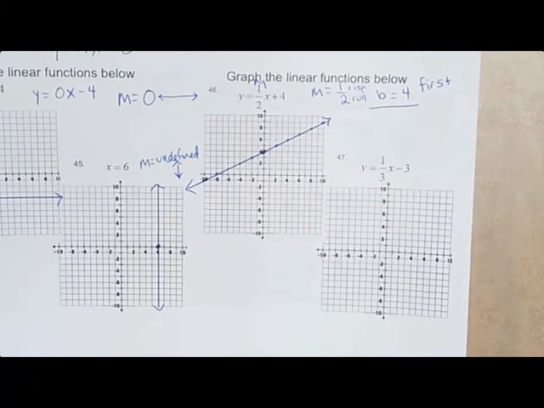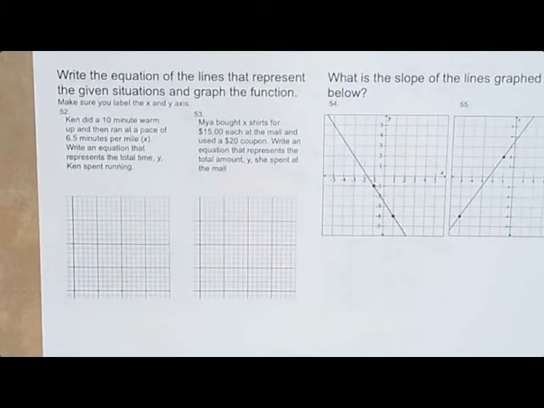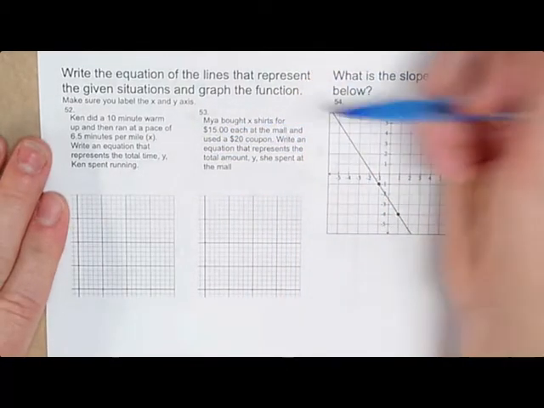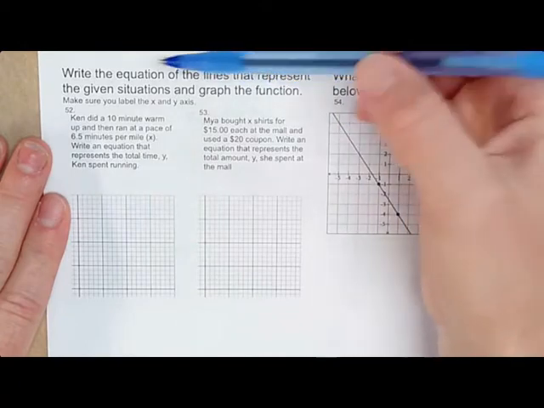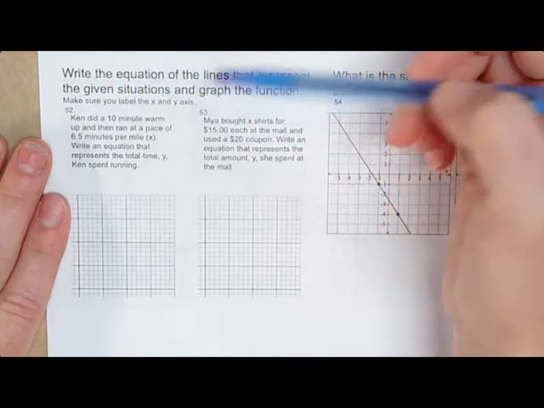Okay, so you should be able to do the rest of the graphing ones on this page. Now let's go to the back. Now we have some questions on 52, 53. Hey, do y'all want 52? Okay. Write the equation of the lines that represent the given situations and graph the function. Make sure you label the x and y axis.